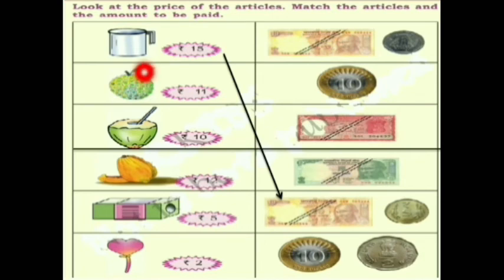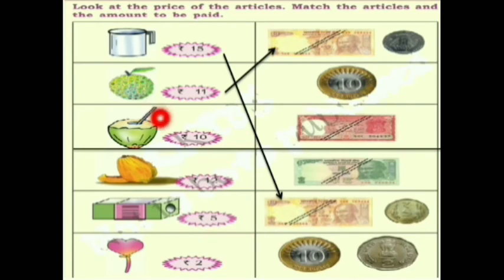Next we have custard apple. The price of the custard apple is 11 rupees. On the right side, which note and coin add up to 11 rupees? Yes, these two. One 10 rupee note and one 1 rupee coin add up to 11 rupees. So we should match these two.